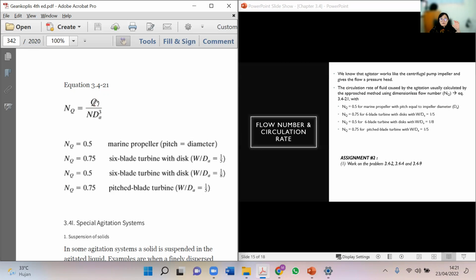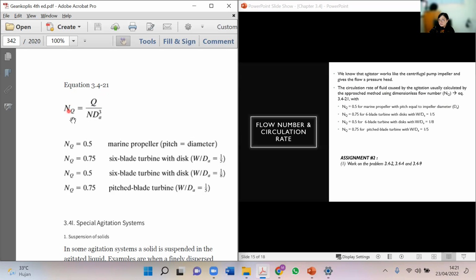So what is the volume of the fluid that circulates along with the tank wall? It's the one that we want to know from this equation. So this Q is the one that we are looking for.